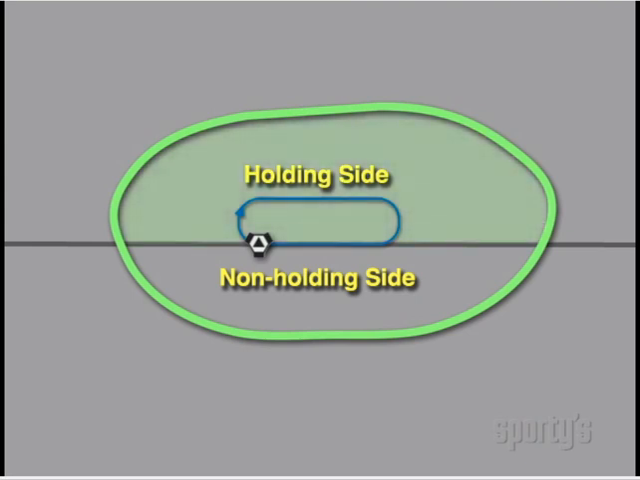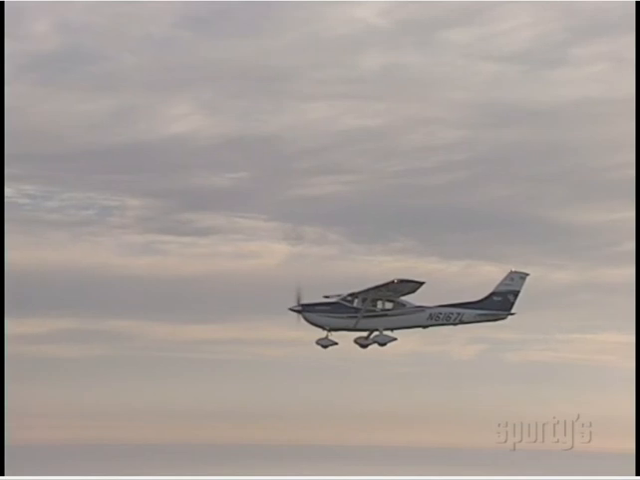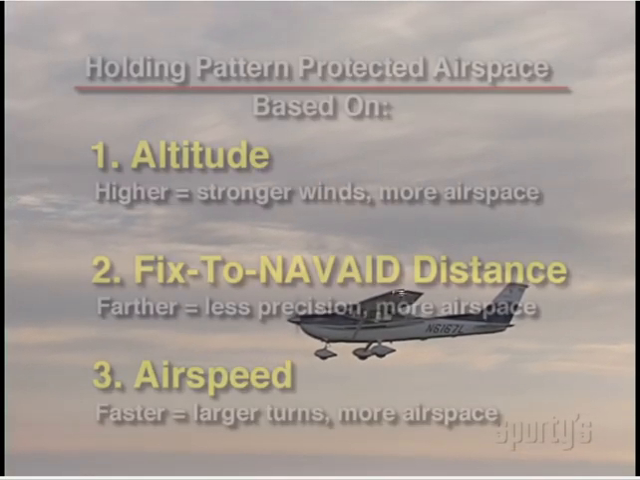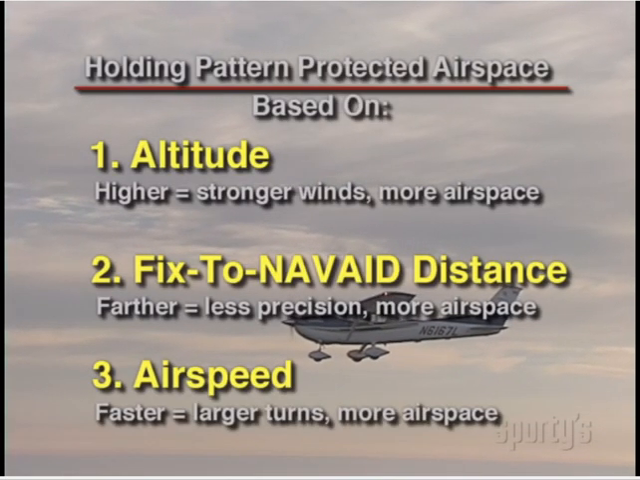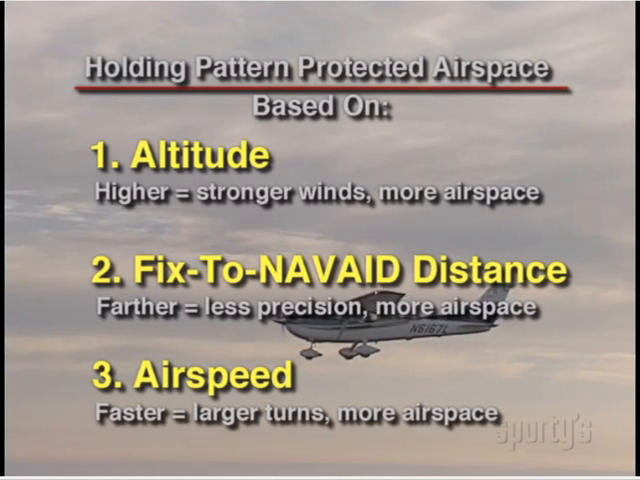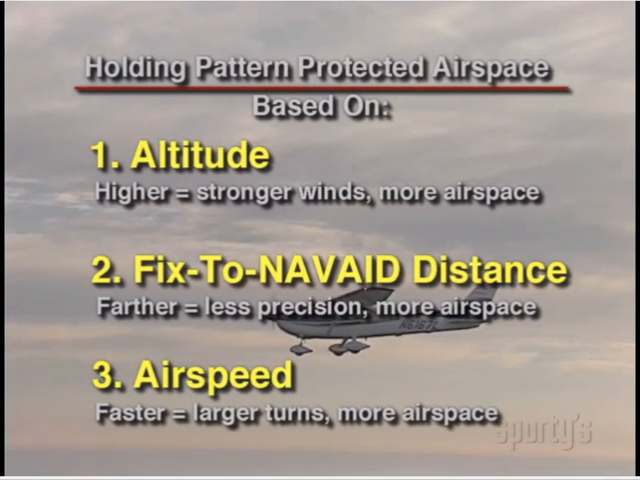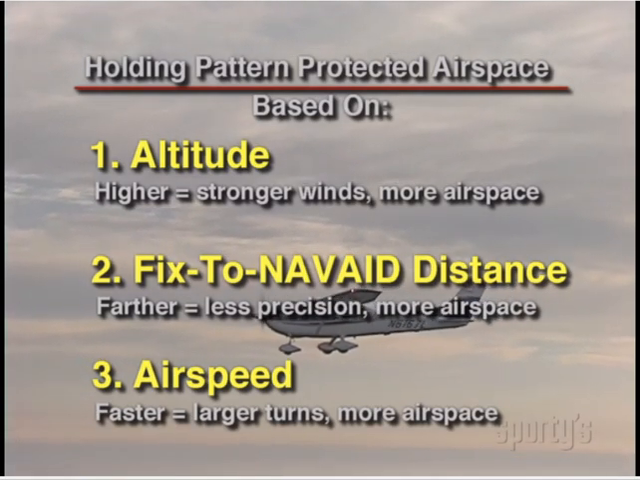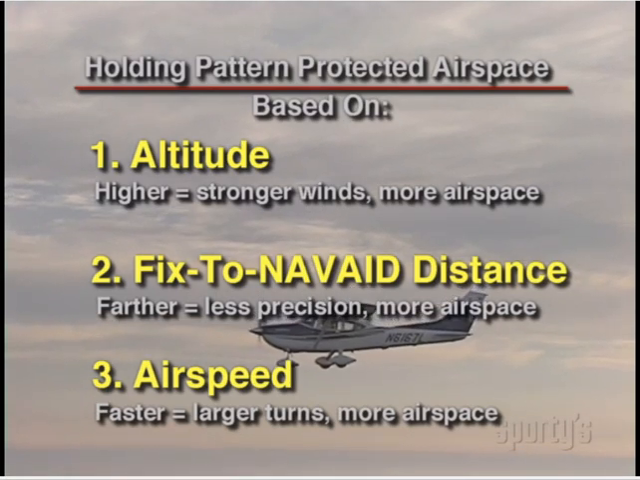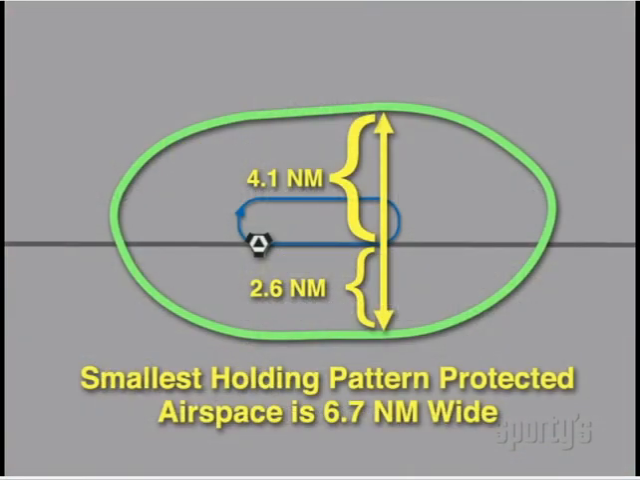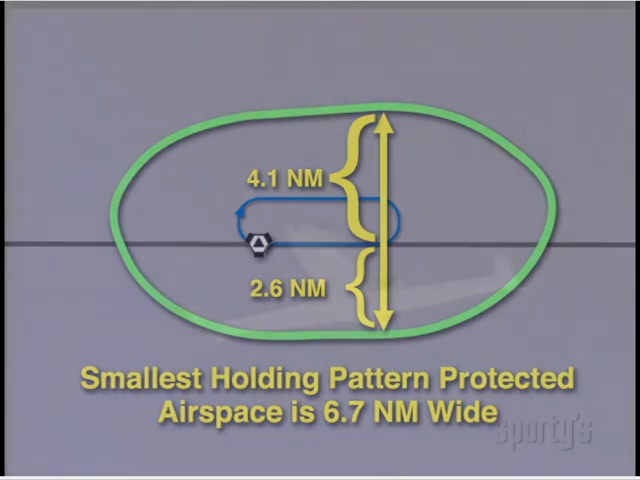This puts about 60% of the protected area on the holding side, so the majority of your maneuvering should be there. How much airspace is protected? The FAA uses 31 different templates for holding pattern protected airspace to fit over 100 combinations of altitude, fixed to nav-aid distance, and airspeed. The smallest size, used only up to 4,000 feet, is 6.7 nautical miles wide.